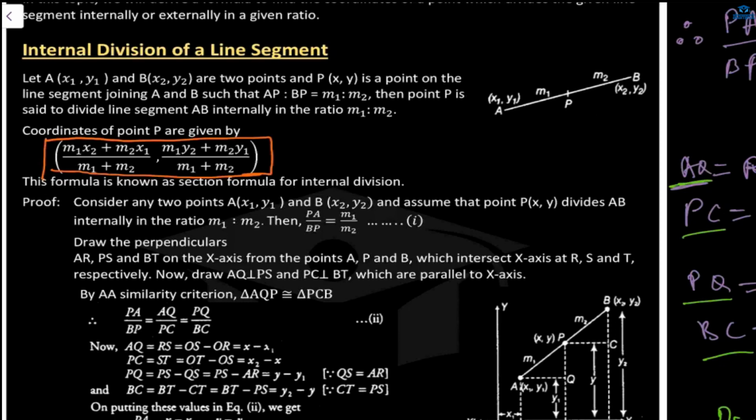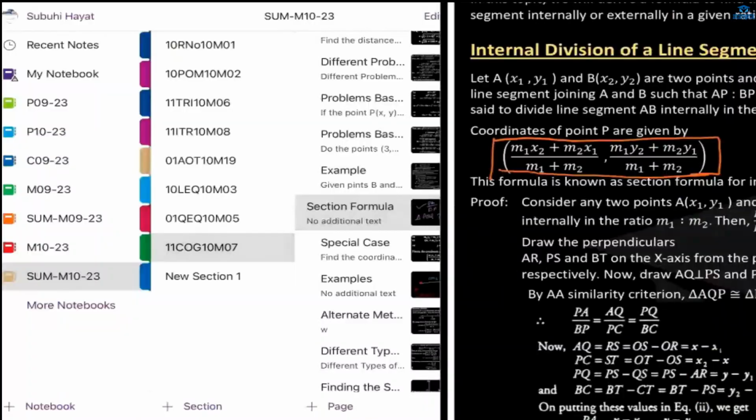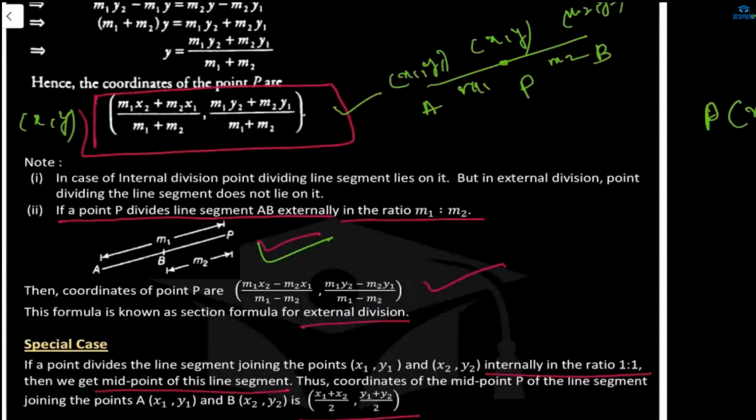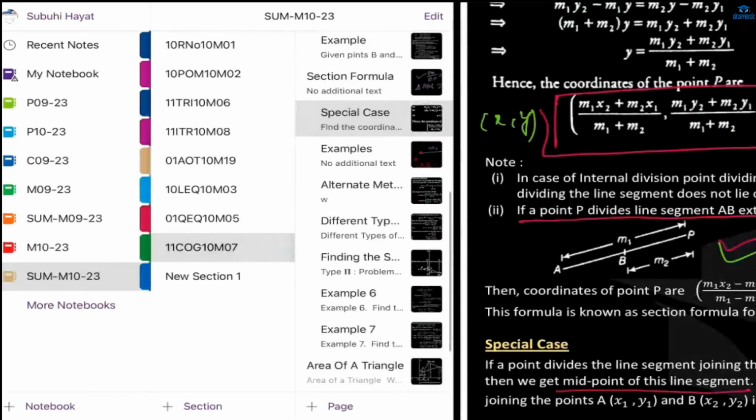Now when the point is dividing the line internally, you can see in the figure the point P lies inside AB. But if this point P lies outside this AB, then instead of this plus sign it will be a minus sign. You can see in this figure, it will be a minus sign. The coordinate of point P, you can see here. So this is the minus sign. Now we were doing questions here.